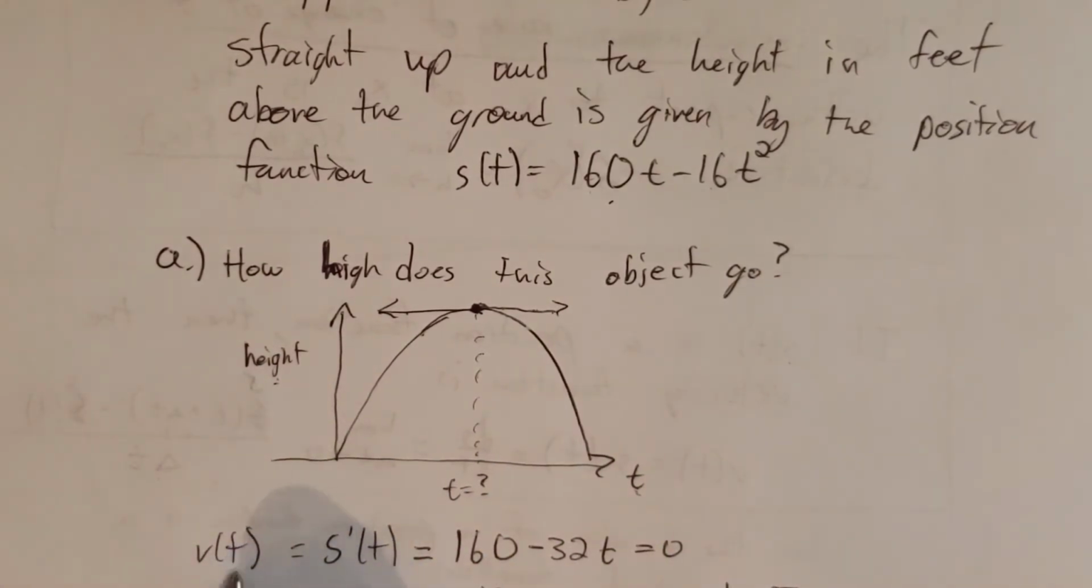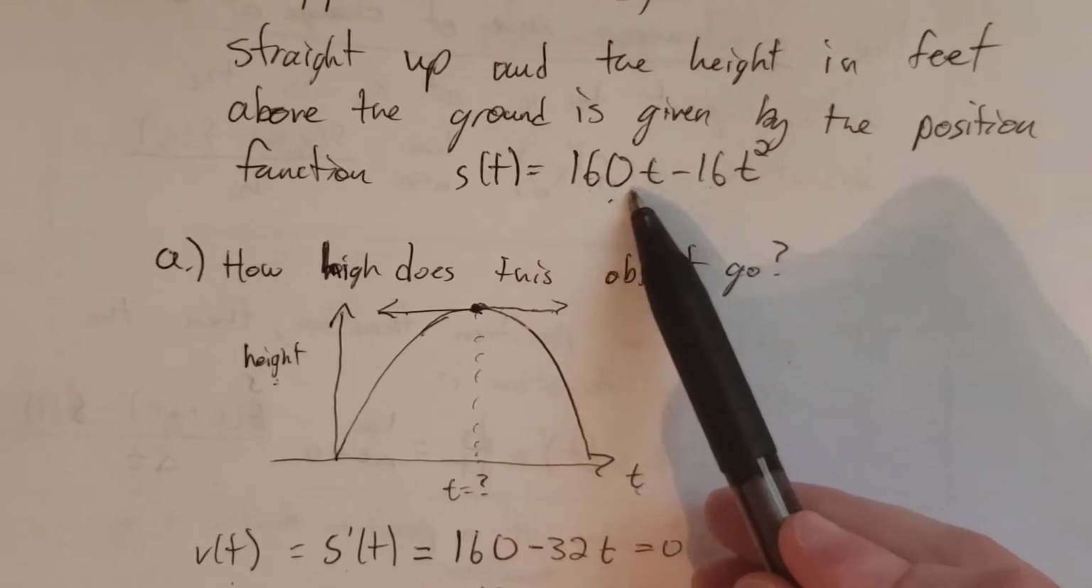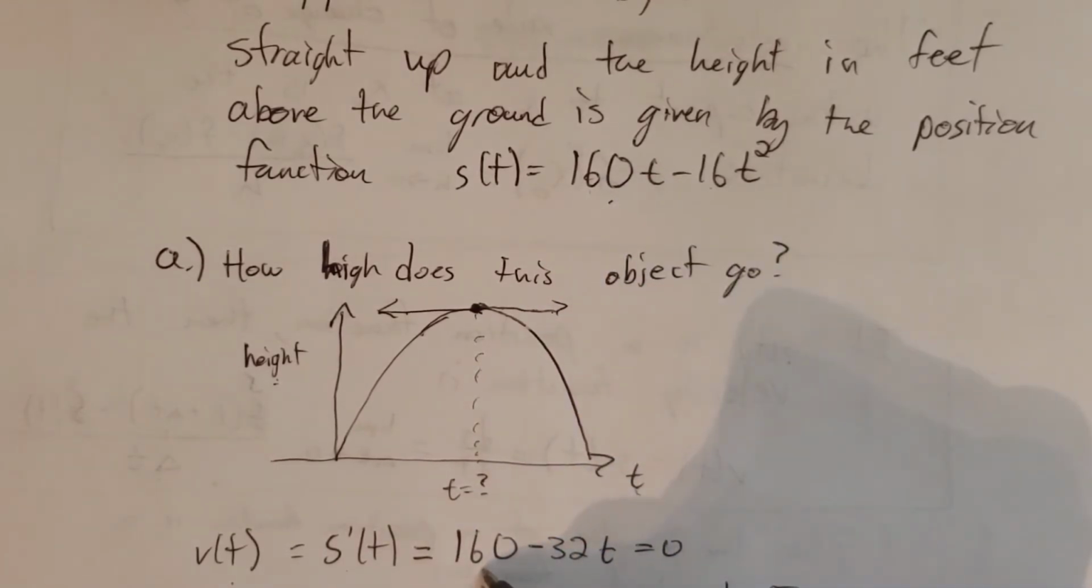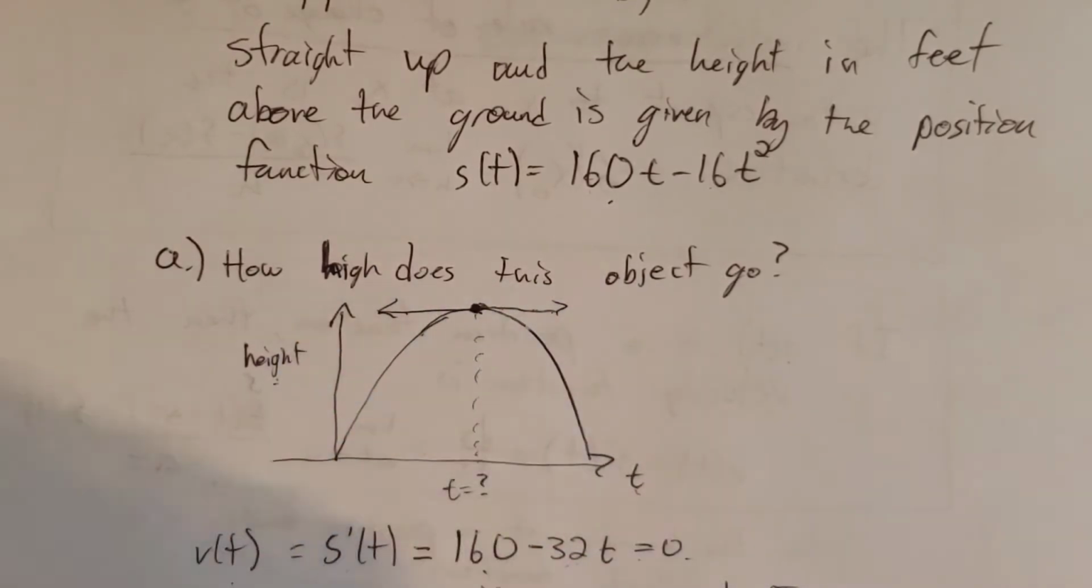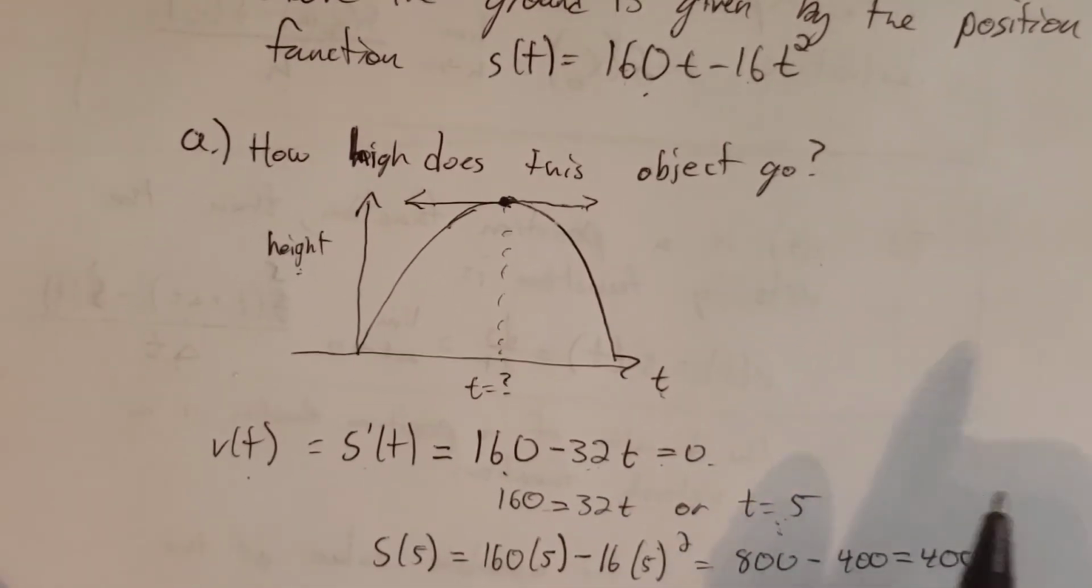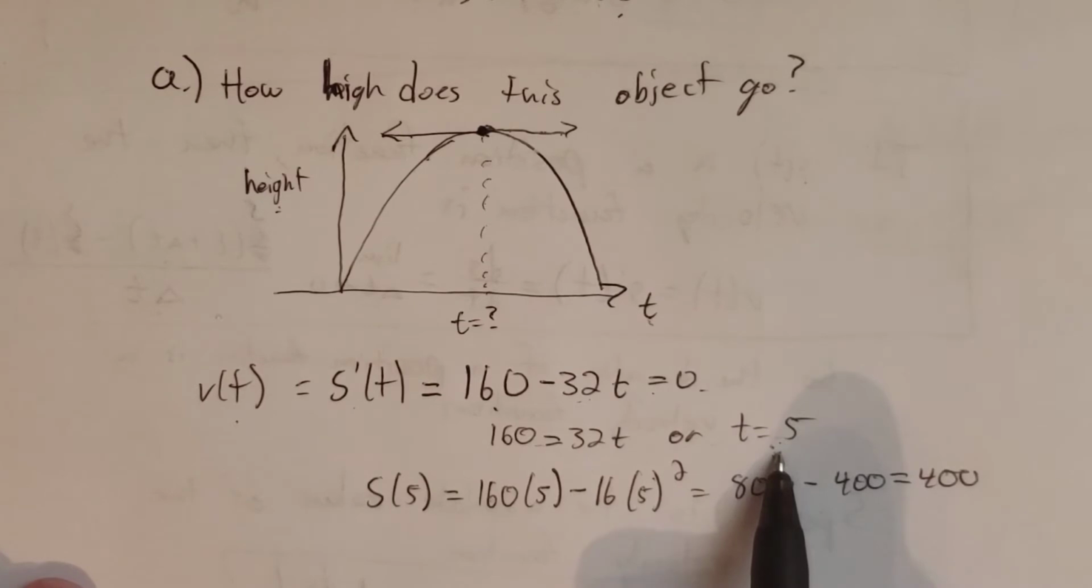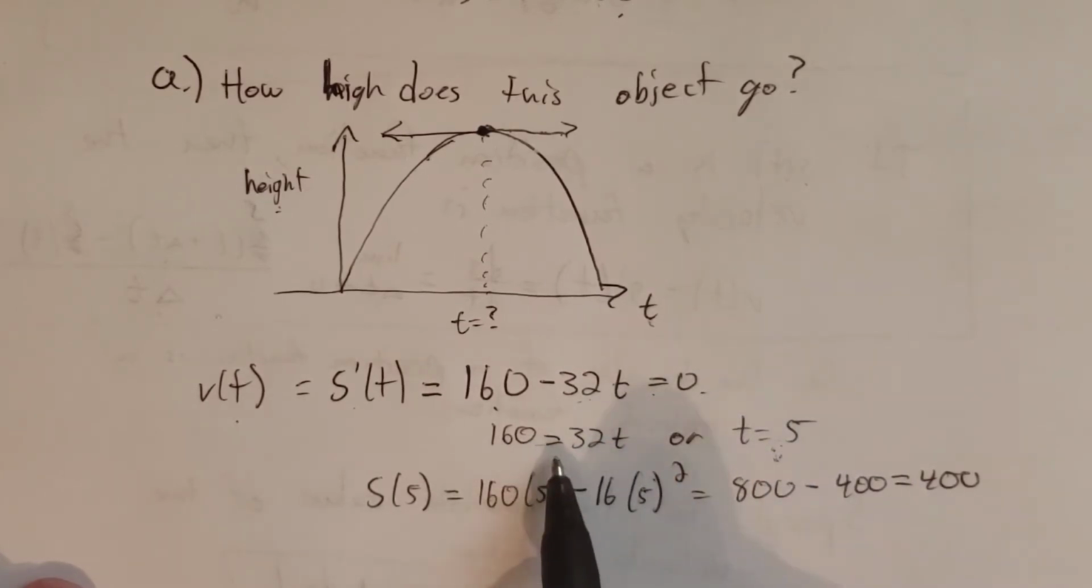The velocity at some time t is equal to the first derivative of the position function. Now let's take the derivative of this function. The derivative of 160t is 160. The derivative of negative 16t squared is negative 32t. We want to set that equal to 0 because we want to find out when we have a horizontal tangent line, i.e. the derivative or the velocity is 0. So we solve for t then. We can add 32t to the right: 160 is equal to 32t, divide by 32, and we see that t is 5.